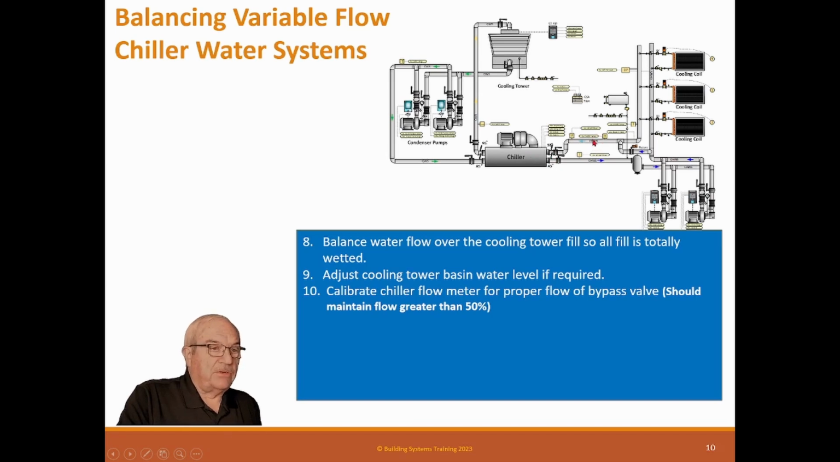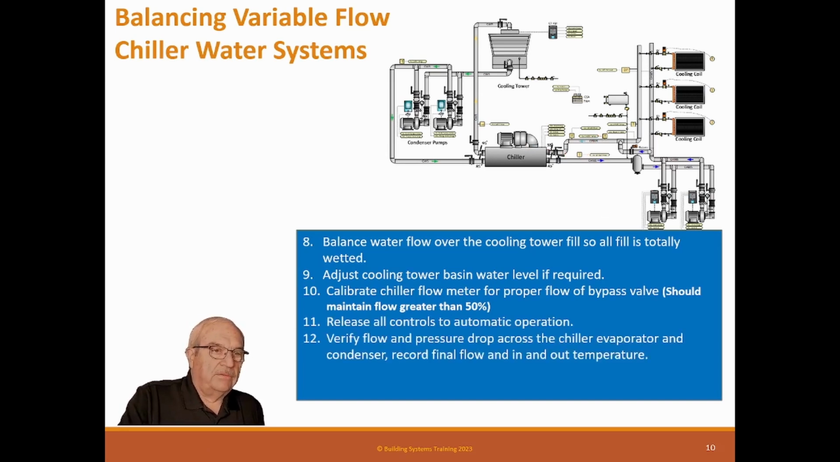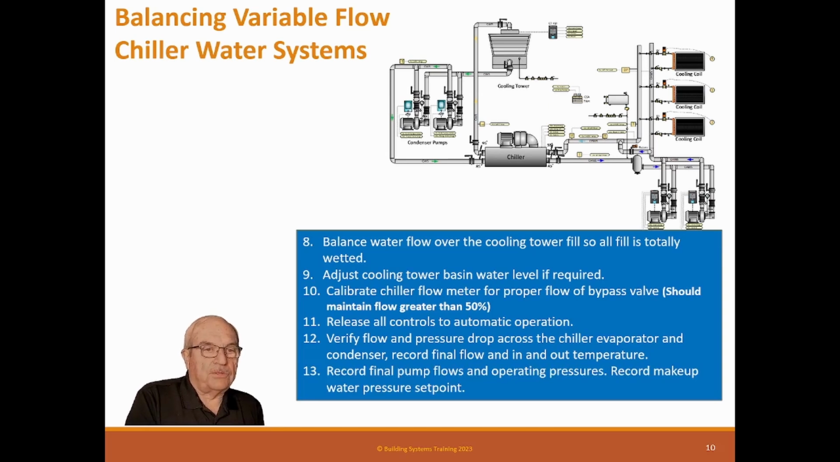It's not as accurate as a transit time flow meter, but whatever you do, you've got to calibrate that meter. Release the control to automatic operation again. Verify flow and pressure drop across the chiller and the evaporator condenser. Record the final flow, in and out temperatures. Record the final pump flows and operating pressure. Record makeup water pressure set point.